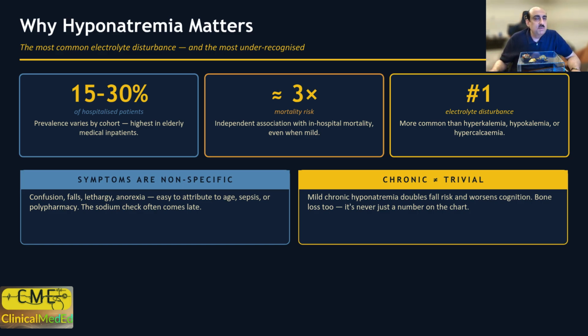Now, the symptoms can be very non-specific, like confusion, falls, anorexia, lethargy, and malaise, and can be attributed to just the patient's age or sepsis or baseline cognitive dysfunction. Mild chronic hyponatremia is never trivial because it doubles the risk of falls, mortality, and cognitive decline, and also drives bone loss. It can lead to osteoporosis.